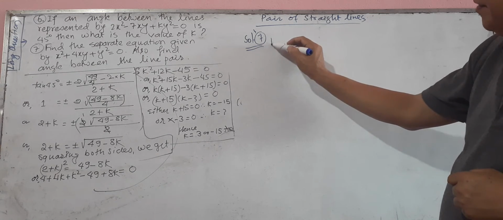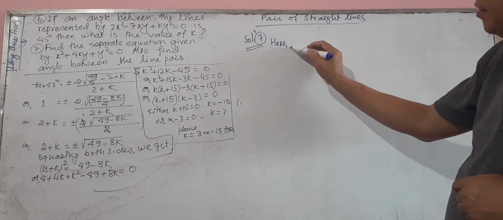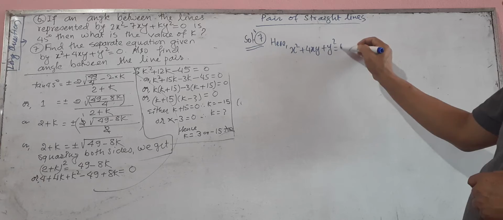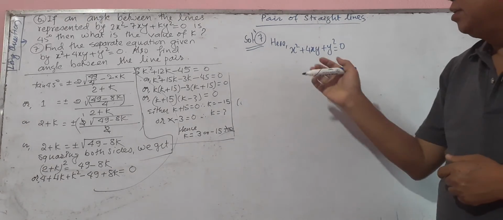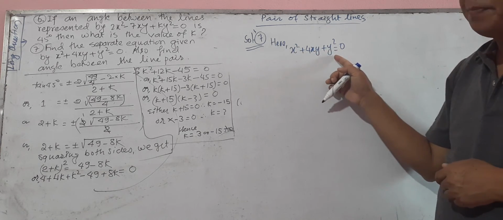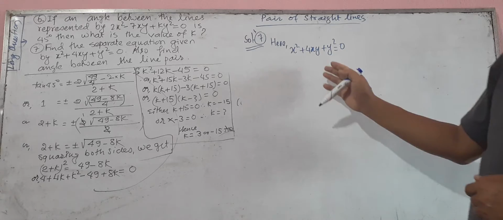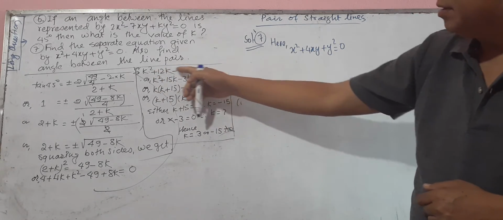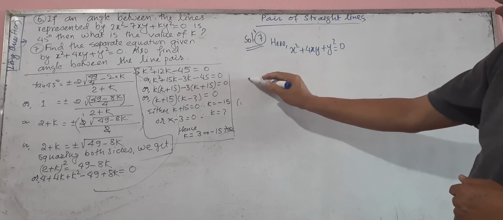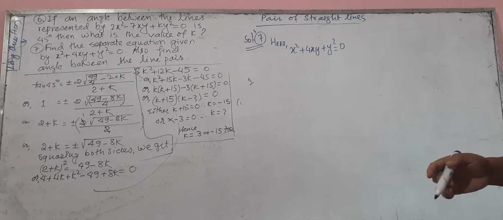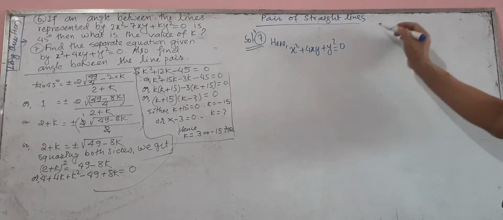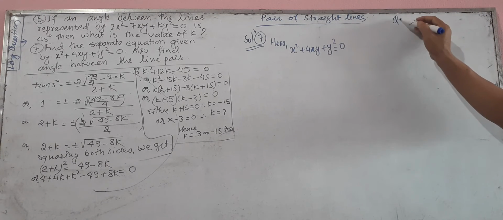First of all, we write the equation x square plus 4xy plus y square equal to 0. Let us look at this. We cannot factorize it directly, because 1 times 1 is 1, and we cannot break that 4 into 1 and 1. It is difficult, so we use the quadratic formula to factorize it.